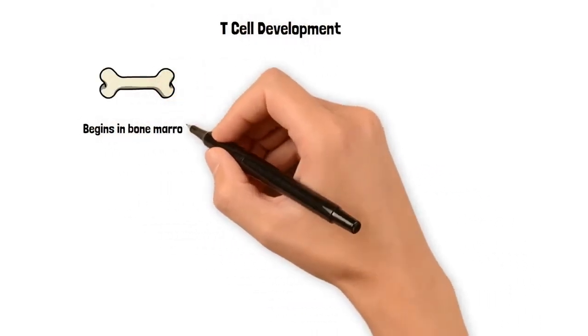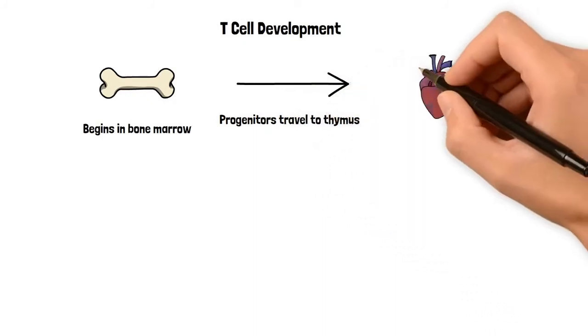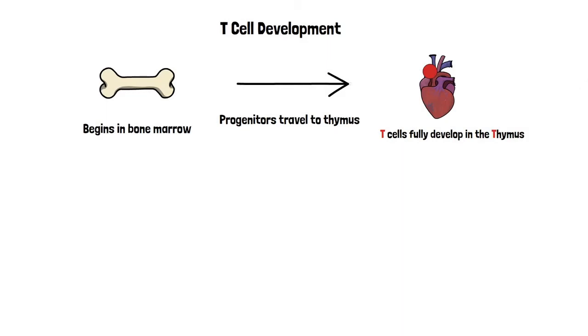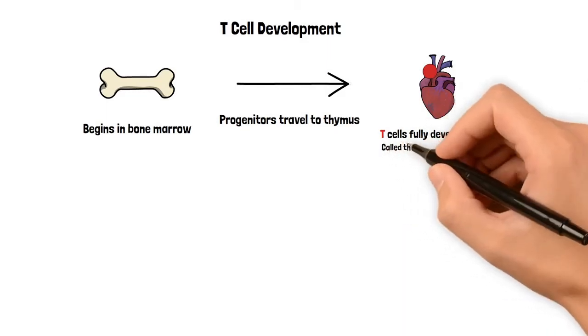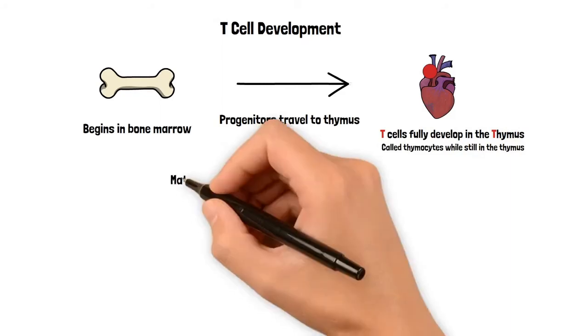T cells can develop from ELPs or CLPs. These progenitors leave the bone marrow and travel to the thymus, which sits on top of the heart, to become fully mature. Therefore, they are called T cells, T for thymus. In the thymus, the cells are called thymocytes as they are not fully functional T cells yet.